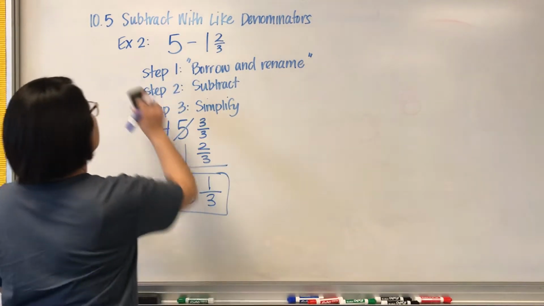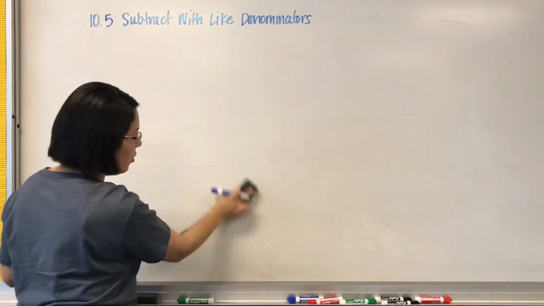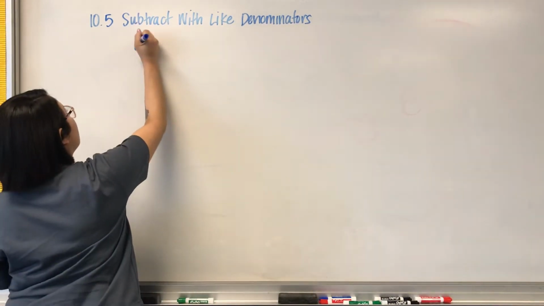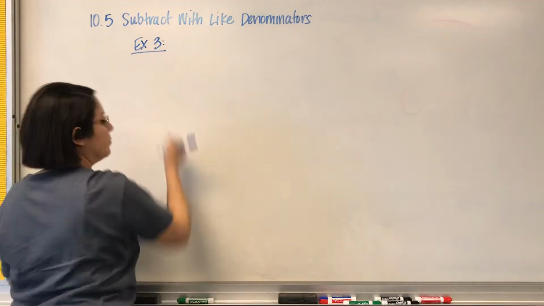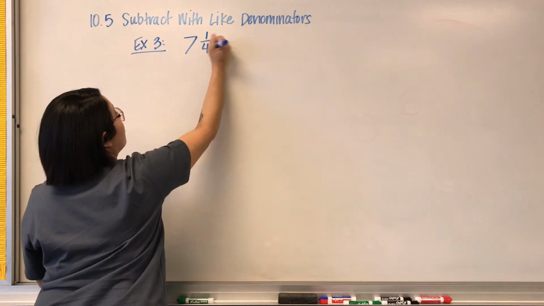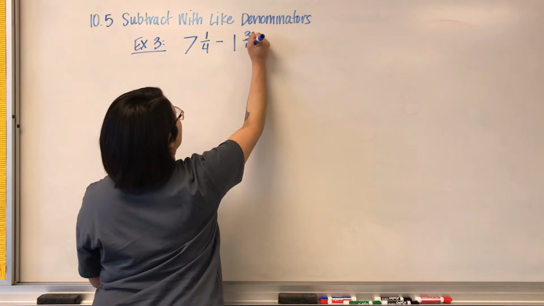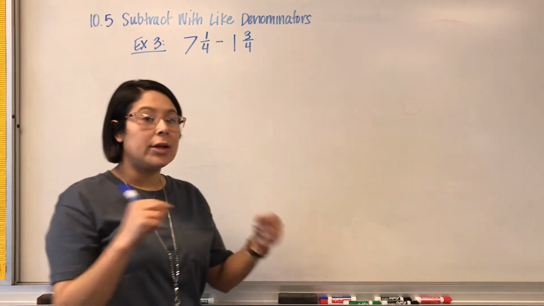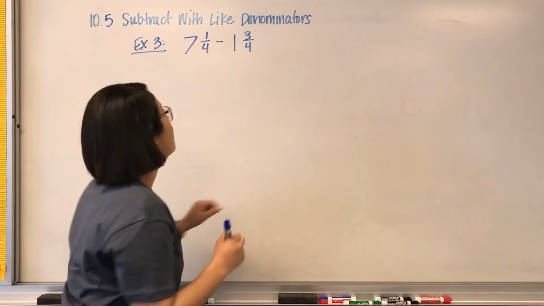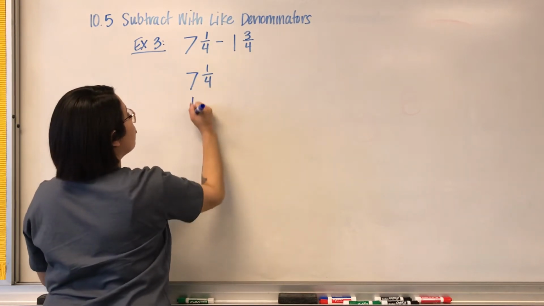So, I'm going to erase this. Make sure you have your notes so you know what your steps are. Okay? Example number 3. 7 1/4 minus 1 3/4. Okay, it's going to get a little bit harder now. First thing I want to do is rewrite this. Okay, 7 1/4 minus 1 3/4.